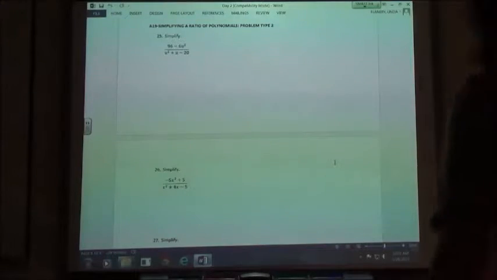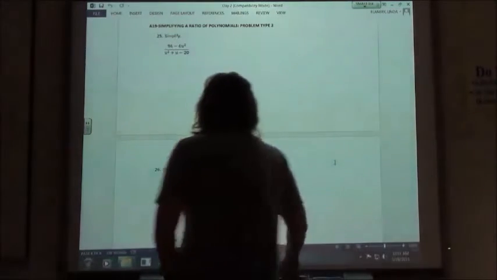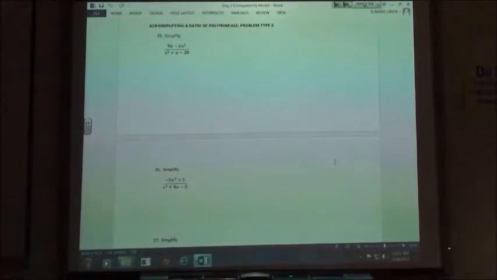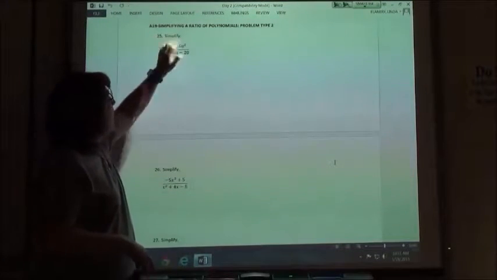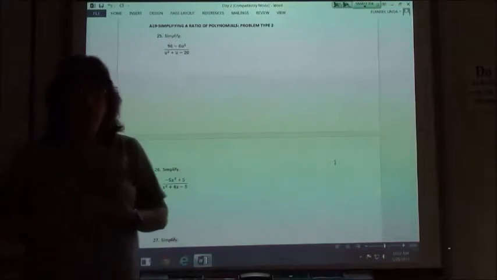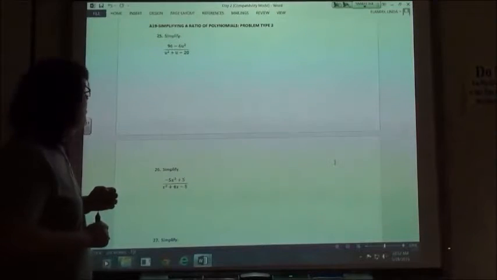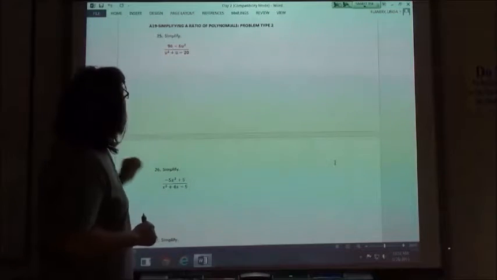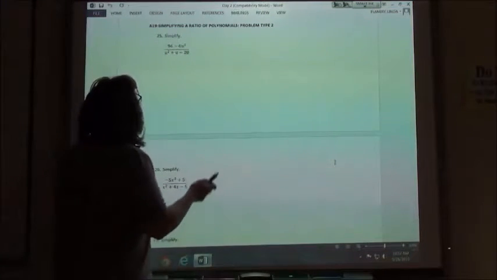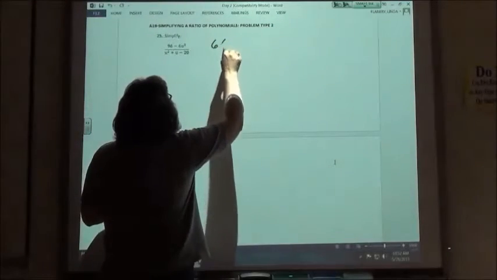All right, 25, 26, and 27 are simplifying the ratio of polynomials. If I want to simplify the ratio of polynomials, what I have to do is put it in factored form. So I want to factor out the top and the bottom. When I'm looking for factoring, the first thing I want to factor out is a greatest common factor if there is one. In this case, I can factor 6 out of both of those. So I would take out the 6.